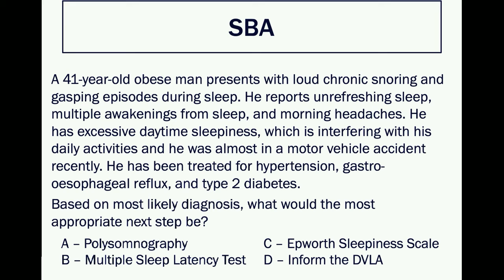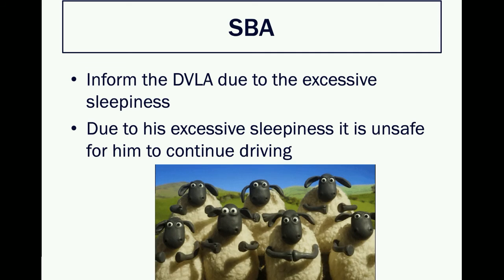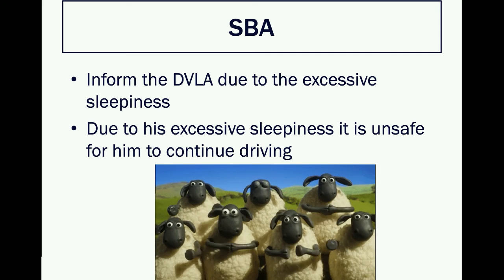So he's been treated for hypertension, GORD, and type 2 diabetes. So these are the things that are included in the question so you have a better picture, but they're not particularly relevant to what this patient's diagnosis or management would be. So based on the most likely diagnosis, what is the most appropriate next step? So of course your most likely diagnosis is obstructive sleep apnea. Now, because it's interfering with his daily activities and he was almost in an accident, hopefully we've all picked the same appropriate next step, and that is to inform the DVLA due to the excessive sleepiness.